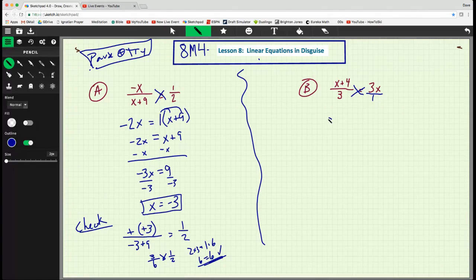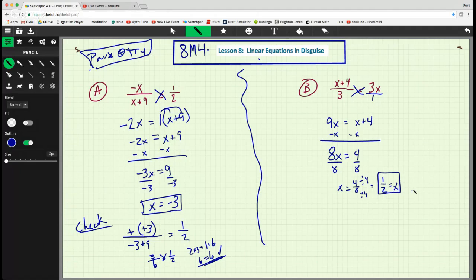On the left, we get 9x. On the right, we get x plus 4. 1 times x plus 4 is x plus 4. Subtract x from both sides. 8x equals 4. Divide by 8, divide by 8. x equals 4/8, which can be simplified. Divide top and bottom by 4, and you get 1/2. So x equals 1/2. Check step.